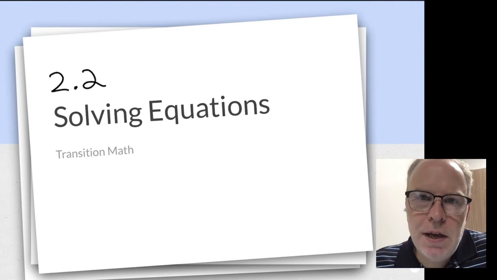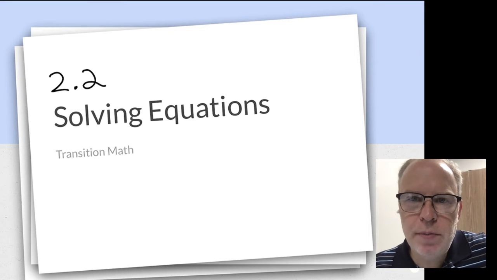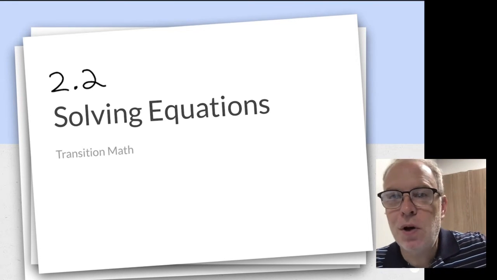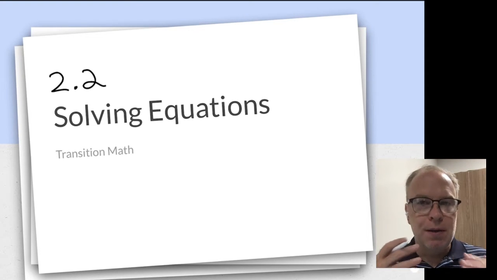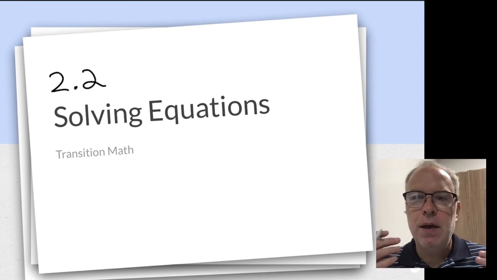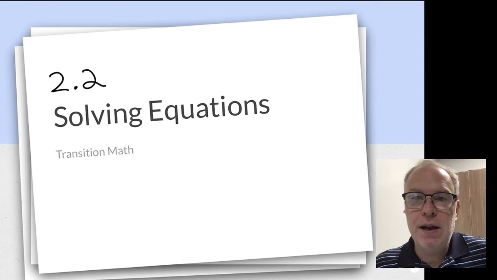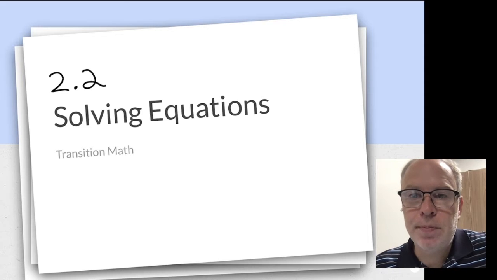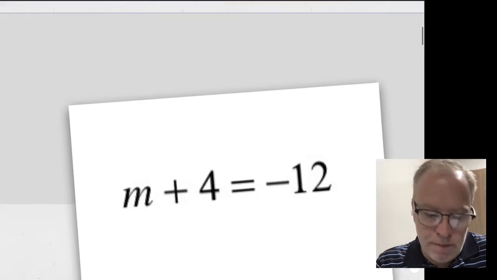All right, students, in 2.2, we're going to add a few more tools in our toolbox, reviewing from Algebra 1 how to solve equations. In 2.1, you started to remember how to combine like terms and distribute, but also that you could add and subtract on both sides. In 2.2, we're adding that we can multiply and divide, and also solve multi-step equations. So I'm just going to go through a few examples here.